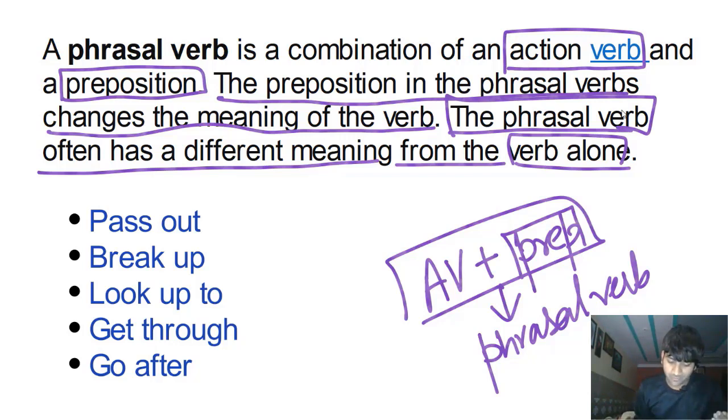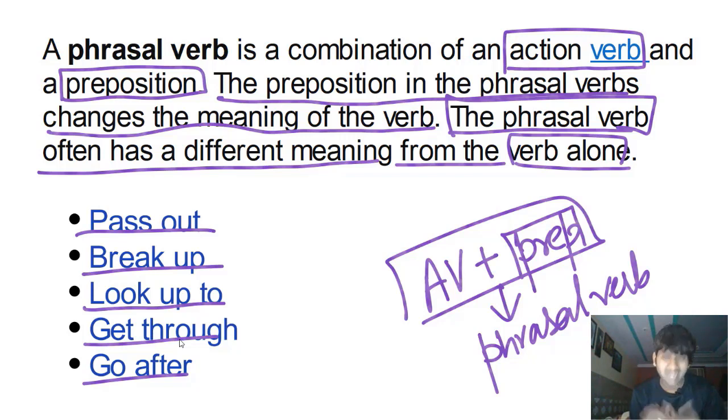So we have some of the most common phrasal verbs in English, right? Pass out, break up, look up to, get through, go after. Pass out, like to lose your consciousness, all right? Break up, to end a relationship, all right, or to decipher something, right? Look up to, to follow somebody. If you look up to somebody, that means you follow that person, you want to be like that person, all right? Get through something, that means you solve a problem, you solve a situation.